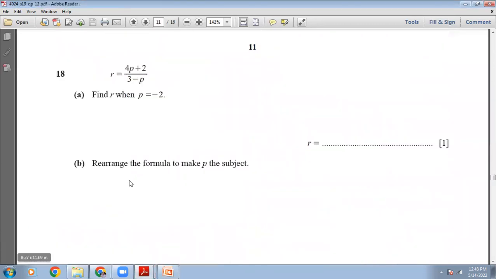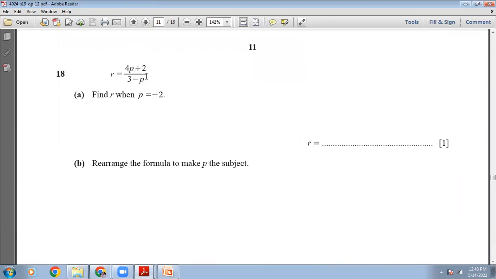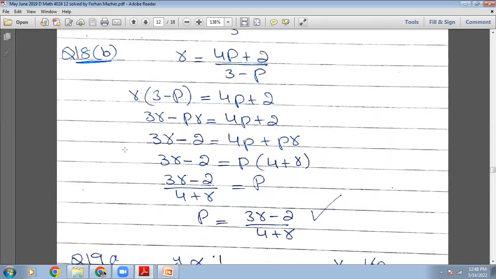Okay, so the next part, he says, rearrange the formula to make p the subject. So we have to make p the subject of the formula, but the problem is the p is in 2 places. So I will have to bring the p to a single place. So here is my solution. R is equal to 4p plus 2 divided by 3 minus p. So we'll cross multiply: R bracket 3 minus p bracket close equals 4p plus 2. 3R minus pR is equal to 4p plus 2.